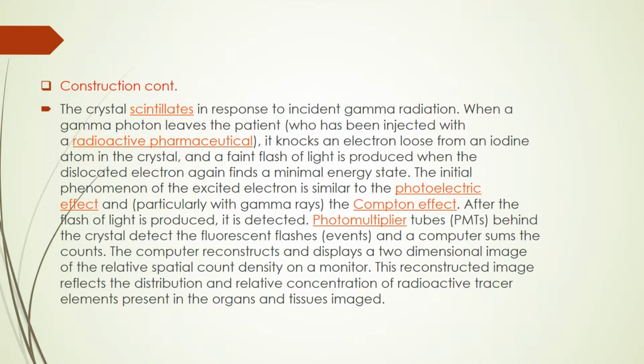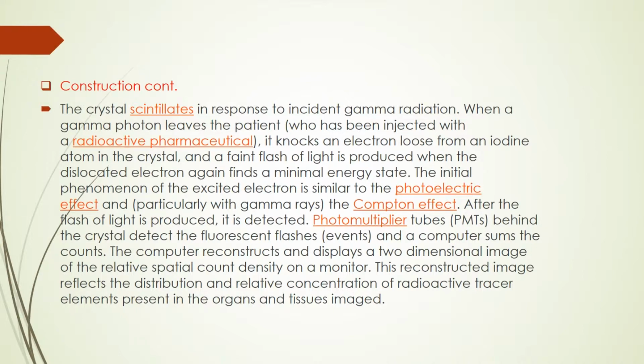When a gamma photon leaves the patient who has been injected with a radioactive pharmaceutical, it knocks an electron loose from an iodine atom in the crystal, and a faint flash of light is produced when the dislocated electron again finds a minimal energy state. The initial phenomenon of excited electron is similar to the photoelectric effect and the Compton effect.